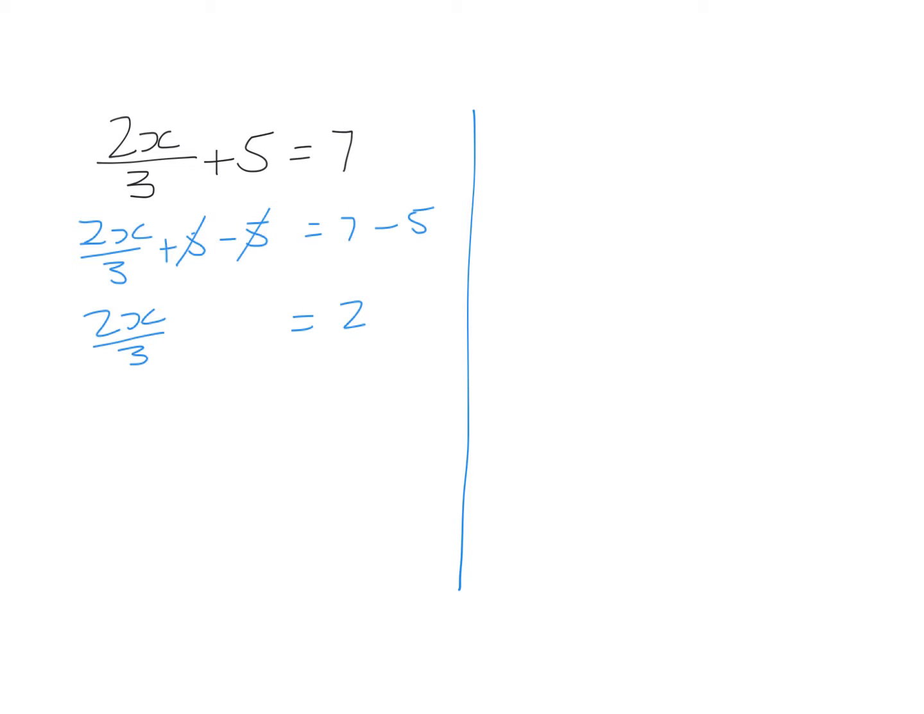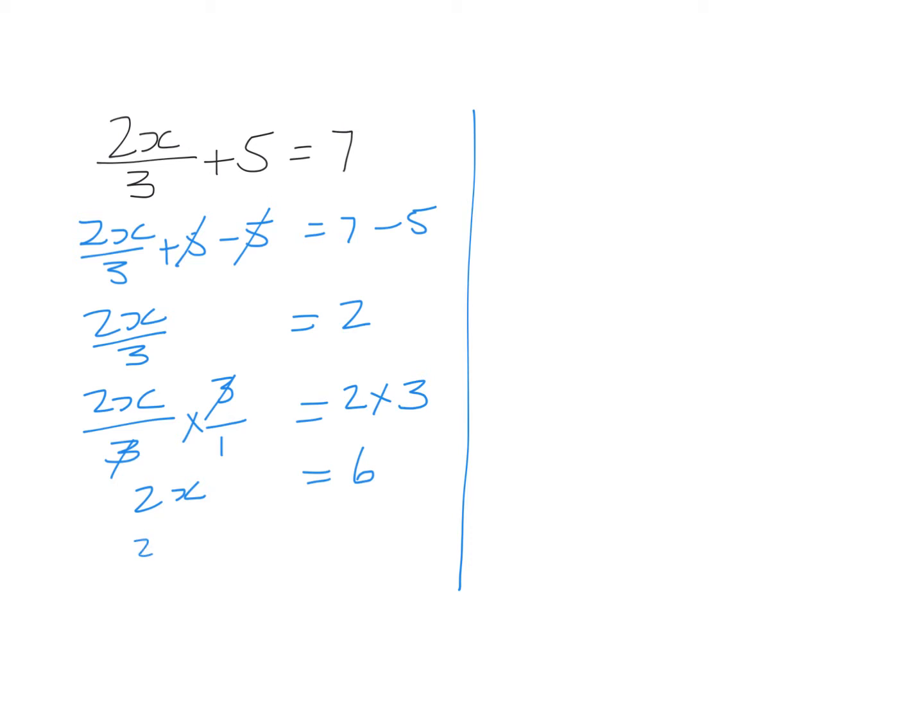I need to sort my 3 out over here, so I'm going to multiply it by 3 because over here it is sitting as a division. So it's going to be 2x over 3 multiplied by 3 over 1 equals 2 times 3. Those cancel each other out. Therefore I've got 2x is equal to 2 3s are 6. I need to sort out this over here. The inverse operation of multiplication is a division.